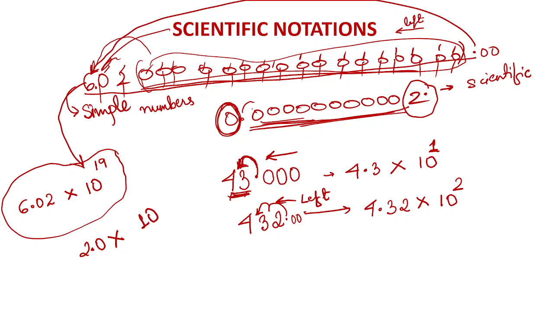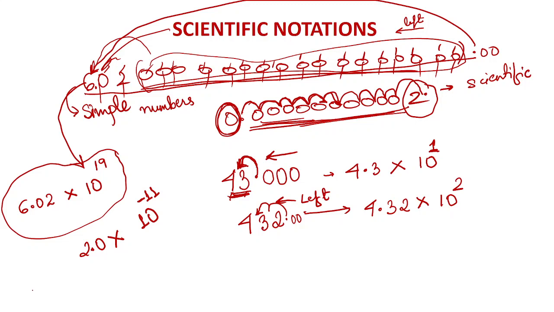Now let's see: 1, 2, 3, 4, 5, 6, 7, 8, 9, 10, 11 digits it's moving. So here 10 to the power 11. But this time I am moving towards my right side. See, I am moving towards my right side. So in this case my power will be negative. So let's take some pure examples.